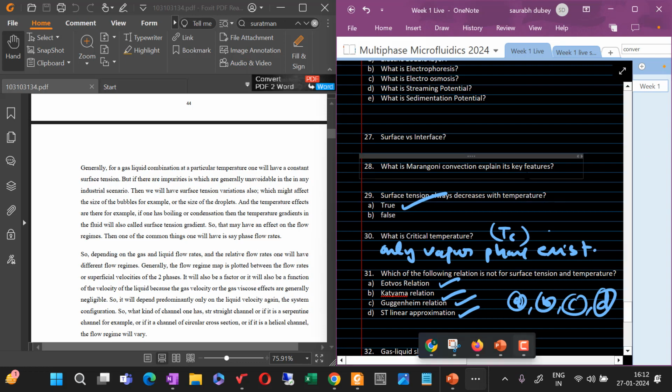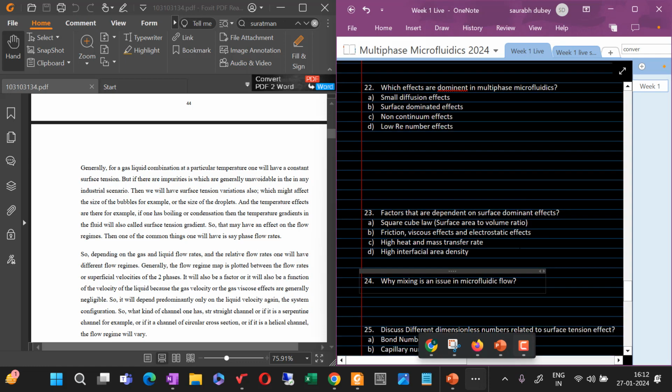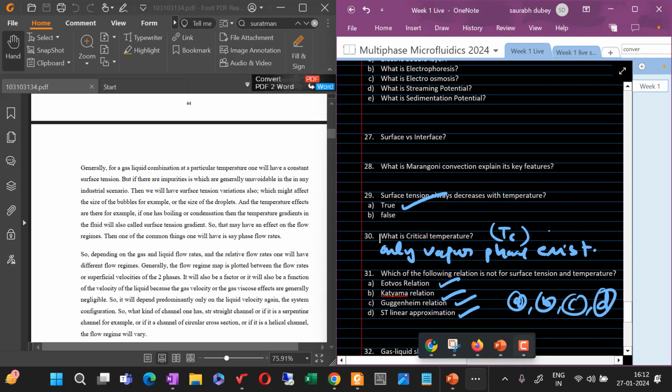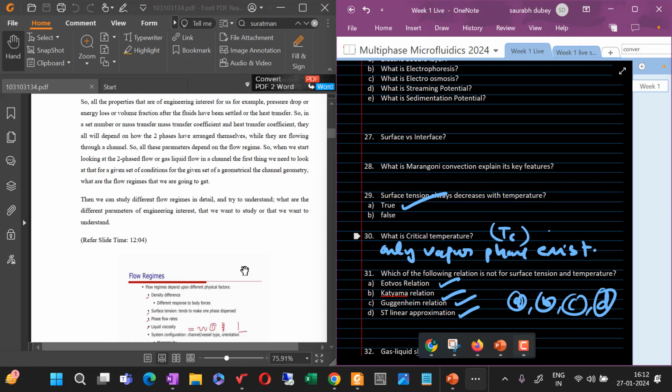Marangoni convection explains its key feature. What is this? I think he explained that due to the temperature difference, there will be some effect. Okay, you think about this. At the interface this happens.